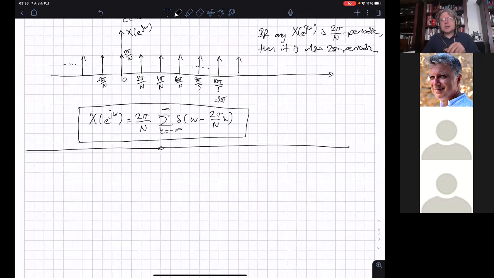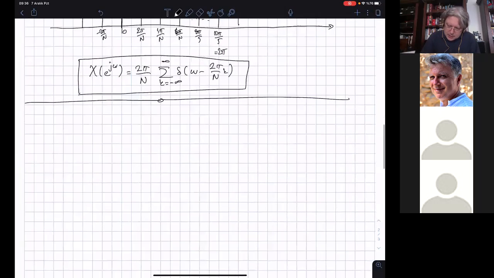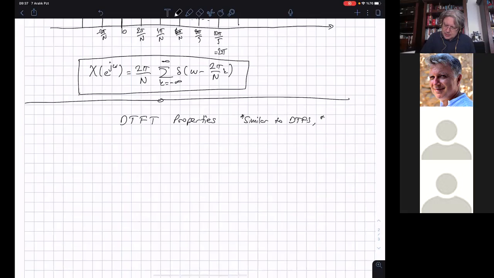I will now start listing the properties of the discrete time Fourier transform with which, like we have done before, we will solve questions. Discrete time Fourier transform properties. And I have to indicate that these are similar to discrete time Fourier series properties that can be found in the book. But this one is 2 pi periodic. I'm saying it again and again because that's critical.